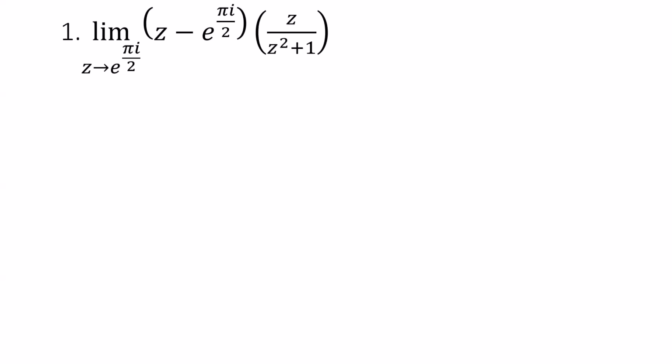Number 1 is solution. If you look at this question carefully, we see that if we put the value of z equals e^(πi/2) into the expression, we will encounter a trivial solution. So in order to avoid that, we apply L'Hospital's rule. But before we do that, let's expand this expression. So the first step is to expand the expression.